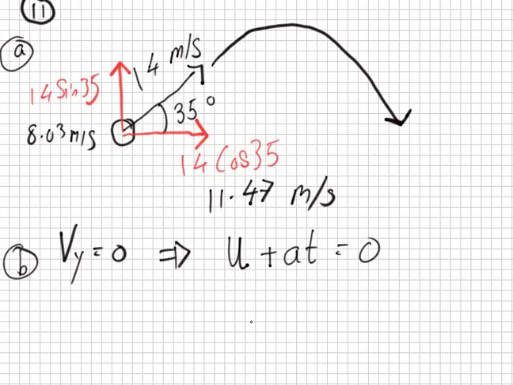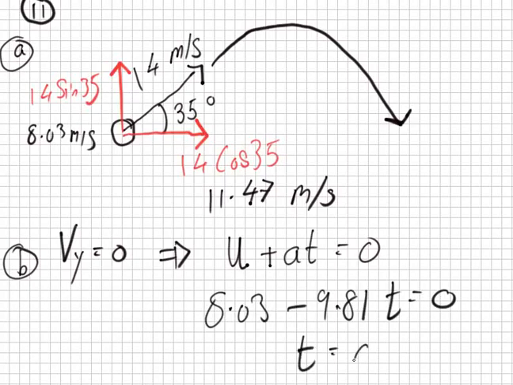So what's the U vertically? 8.03. And what's the A vertically? Minus 9.81. And the T we can find. That's what we want. So I'm going to use V equals U plus AT.